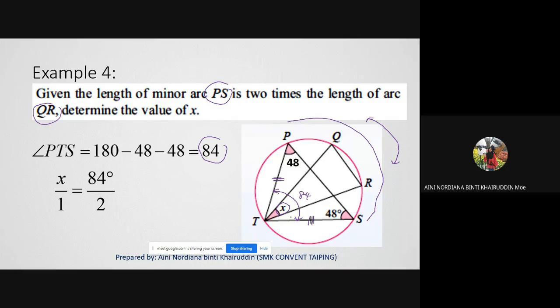So how to calculate X? Since this one double, so the PS is double QR. So to calculate the value of X, this angle also you have to divide by 2. So X equals to 42. So this is the bigger angle, this is the smaller angle. So you divide by 2. Because the arc is double.